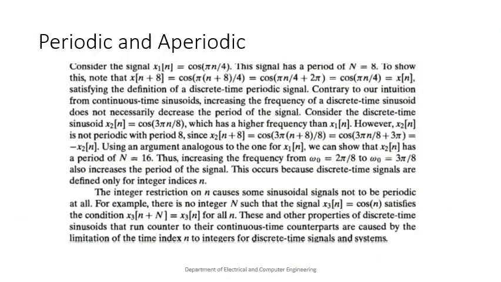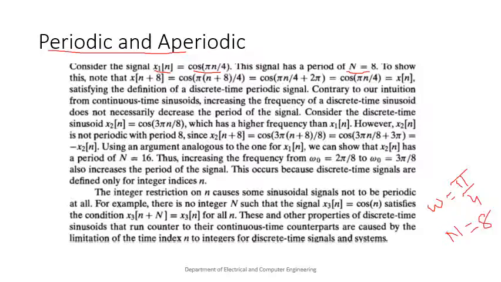Here are a few examples of periodic and aperiodic sequences which you need to look at yourself. I'm just going to go through them really fast. Consider a signal x1 of n, which is equal to cos of pi n by 4. Here omega is equal to pi by 4. The period is also given to us, that is N is equal to 8.